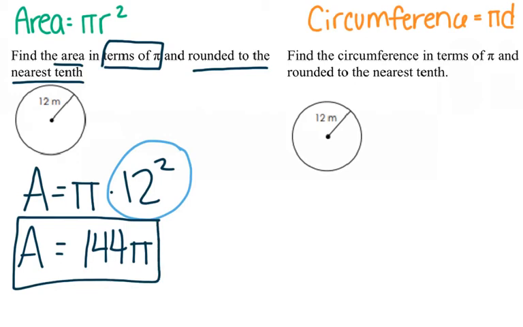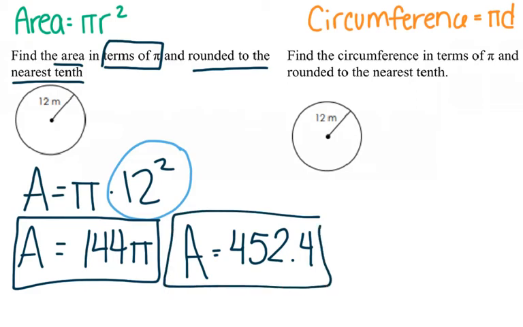If you want to do rounded to the nearest tenth, you're going to do 144 times pi. Make sure that you're using the pi button in the Desmos calculator or in a TI-84 calculator and not the abbreviated version 3.14. Use the actual pi button. When you put it in your calculator and round to the nearest tenth, so to 1 decimal place, our answer is 452.4.